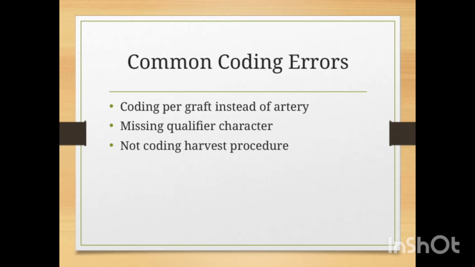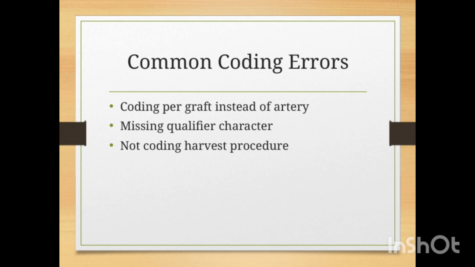Let's talk about some common coding errors that can trip us up. First, coding per graft instead of per artery. This is a frequent mistake because it's important to identify the specific artery involved rather than just the graft as a whole. Next, missing qualifier characters can lead to inaccuracies.